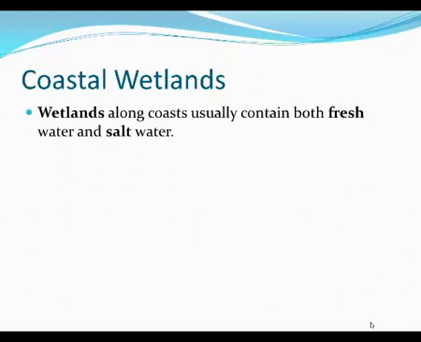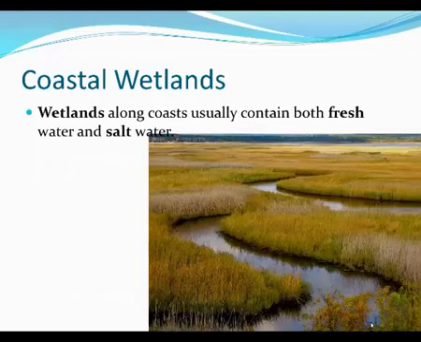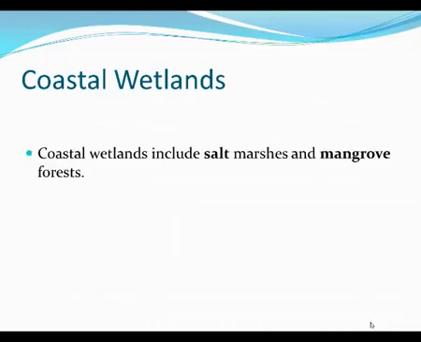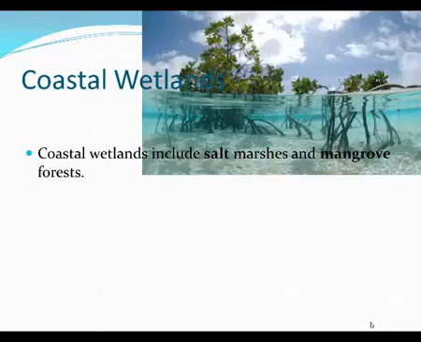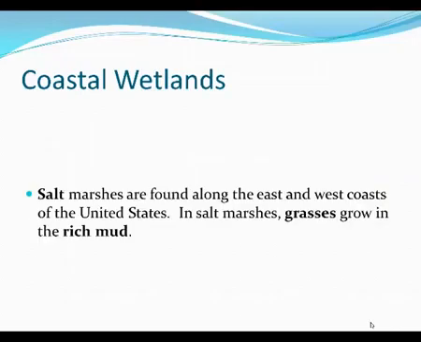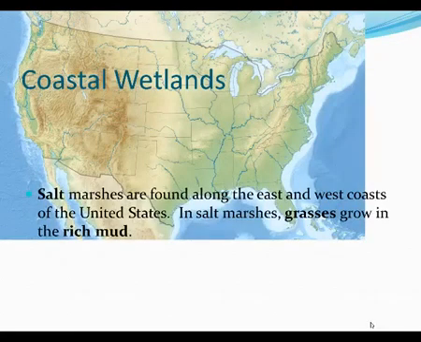Coastal wetlands. Wetlands along coasts usually contain both freshwater and saltwater. Coastal wetlands include salt marshes and mangrove forests. Salt marshes are found along the east and west coasts of the United States. In salt marshes, grasses grow in the rich mud.